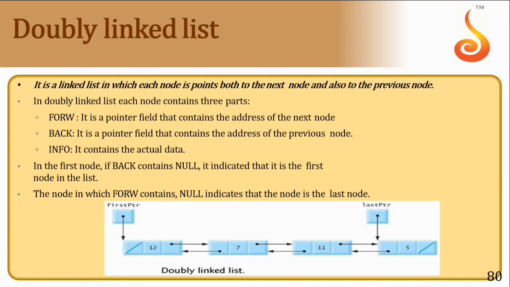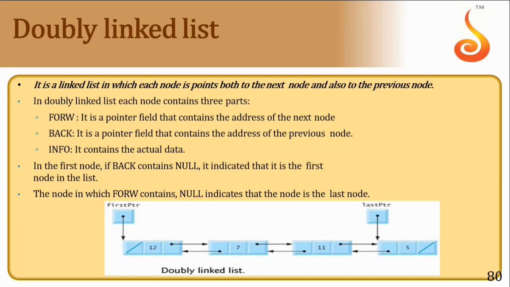The head points to the first node, which has one information part, one forward pointer, and one backward pointer, a total of three parts. The forward points to the second, third, fourth, and so on, the next node in the list. Backward points to the previous node in the list, and the information contains the actual data.